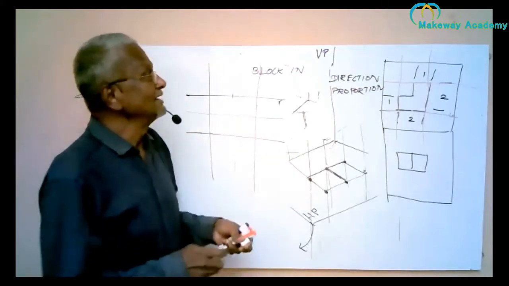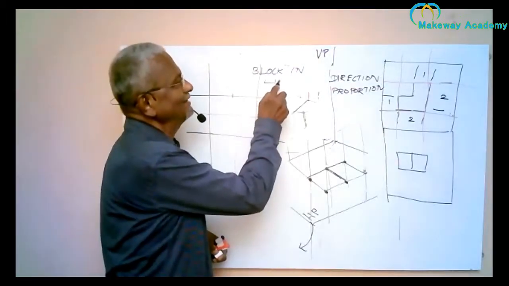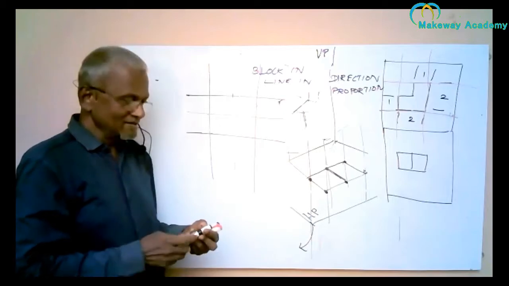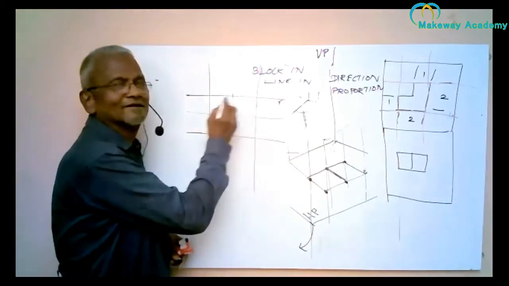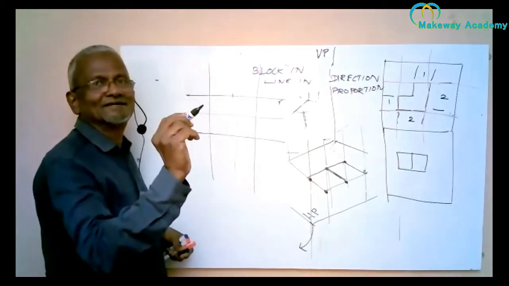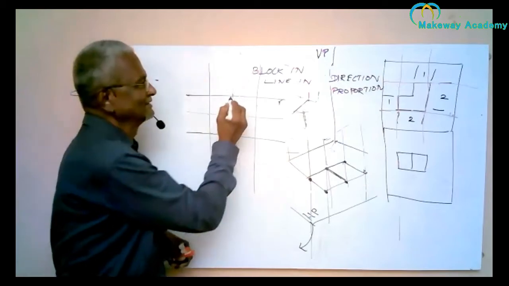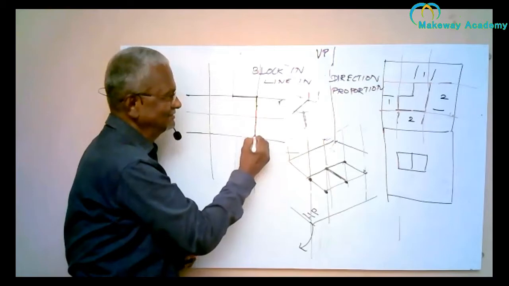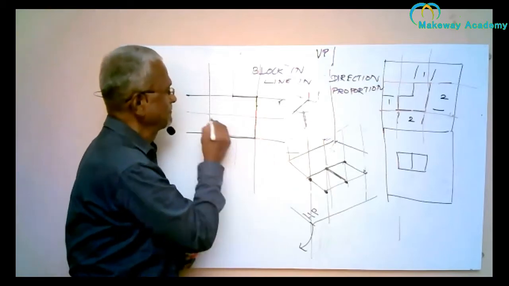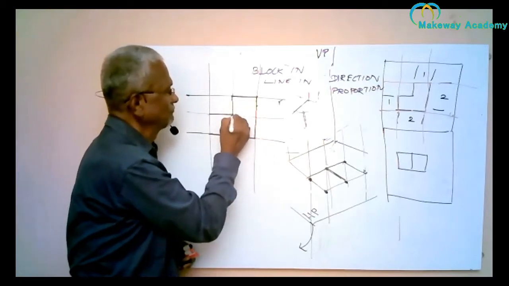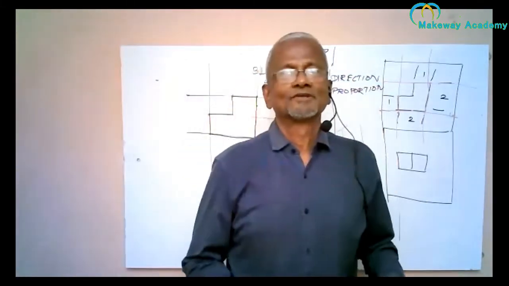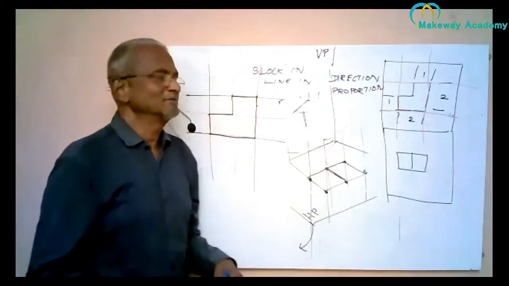I have blocked in the views now. Now I'll have to line in: block in, line in. So how do I line in? Simply darken the necessary lines, leave out the other lines. This is a necessary line. This is a necessary line. So this is the view now. It's a front view. We draw only the views. We don't draw the planes.